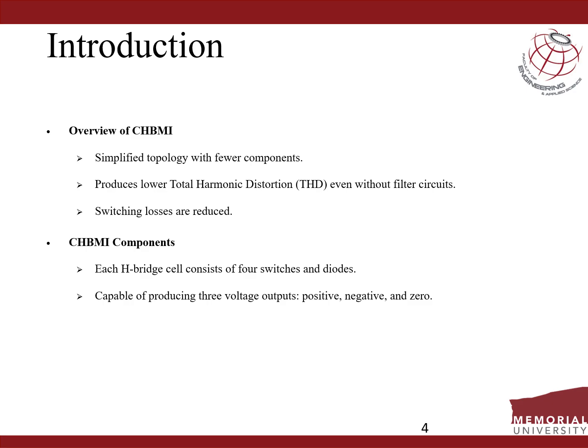Here comes the overview of the Cascade H-bridge multi-level inverter. As I have mentioned, it is a simplified topology with fewer components, and it has lower harmonic distortions even without filters, and the switching losses are fewer compared to the conventional one. It consists of H-bridges, each of which consists of 4 switches and diodes, and it's capable of producing 3 voltage level outputs, which are positive, negative, and 0.